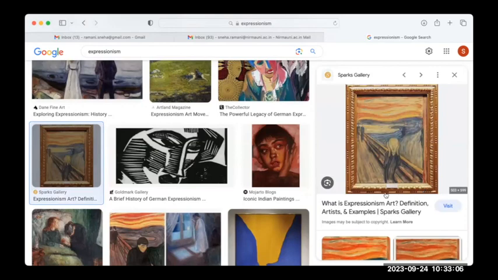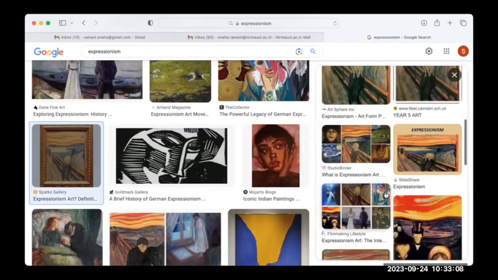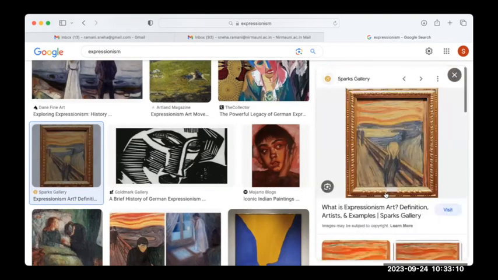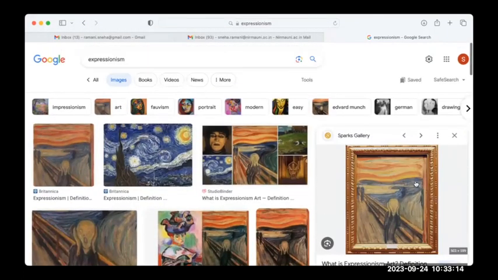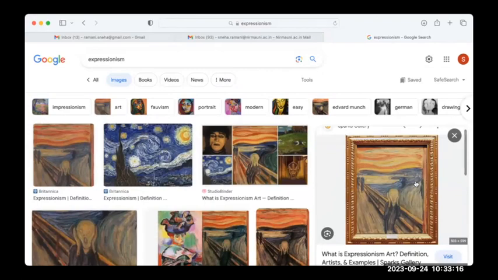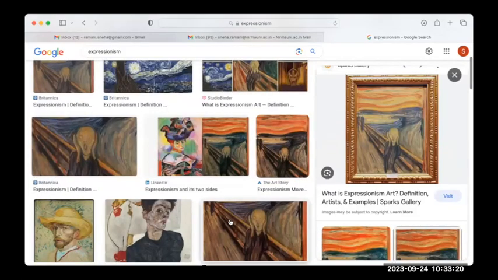I'm forgetting the name of the painting. I'm sorry. I'm really forgetting the name of this painting. It's very famous. This is by Edward Munch. Was it the Scream or something like that? The Scream. Yes. It was the Scream.